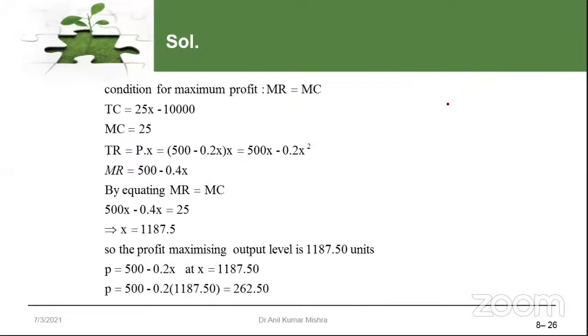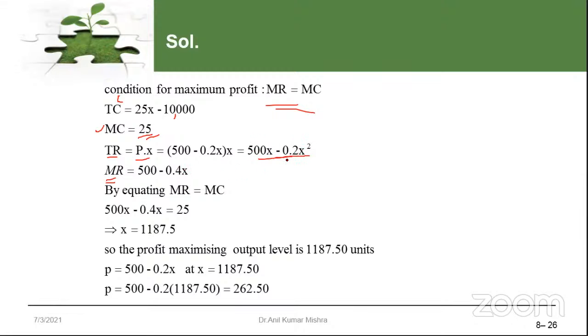Look here. The condition for profit maximization is MR equal to MC. Total cost is given, right? Initially it is given in the question: total cost is 25x plus 10,000. And what about the marginal cost? The derivative of this is 25. This is called the marginal cost. Similarly, total revenue means price into quantity. Here quantity is represented by x, and we find 500x minus 0.2x square. When you take the derivative of this, we find the marginal revenue. The derivative of 500x is 500, so only 500 is there.